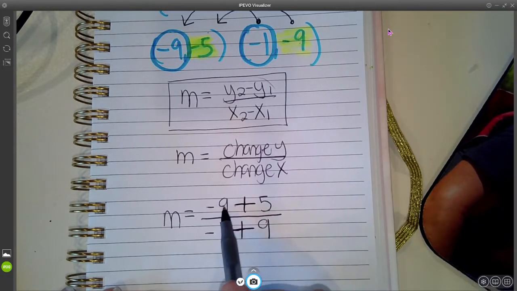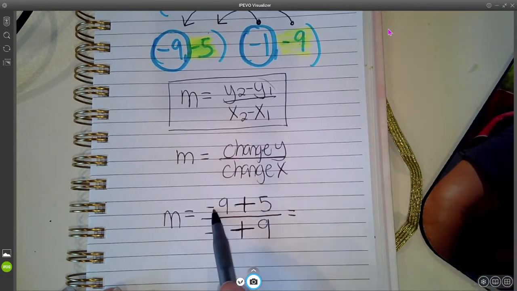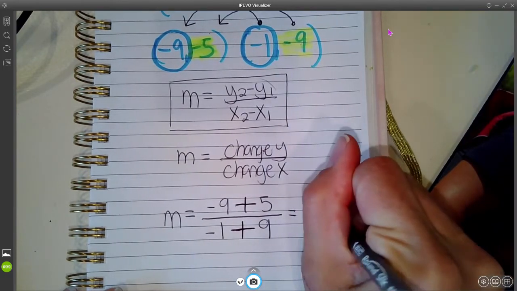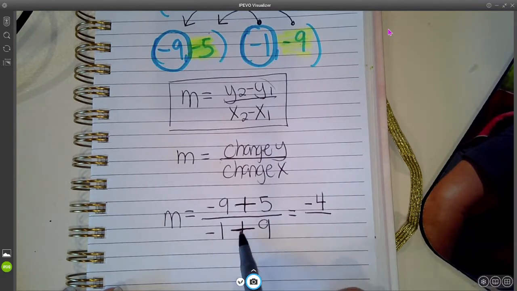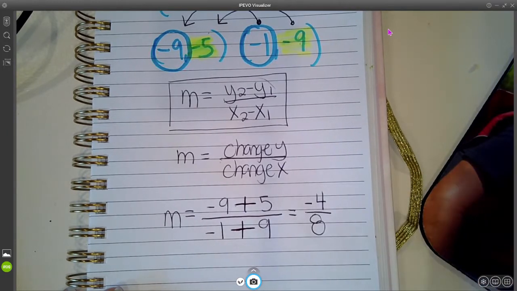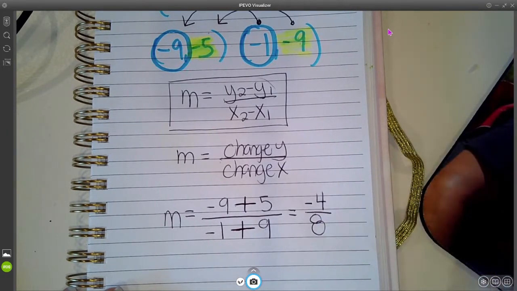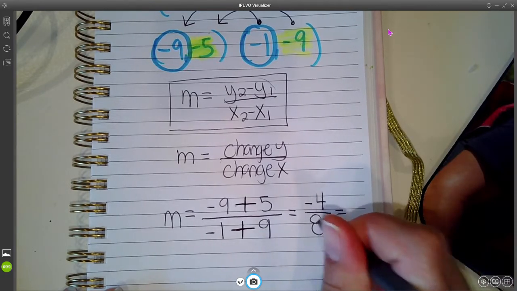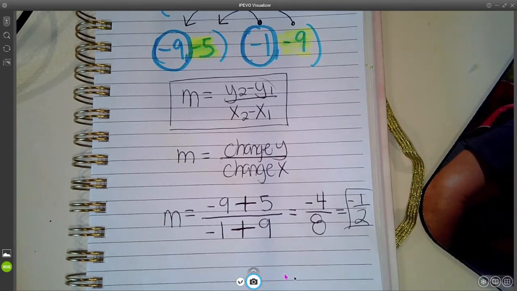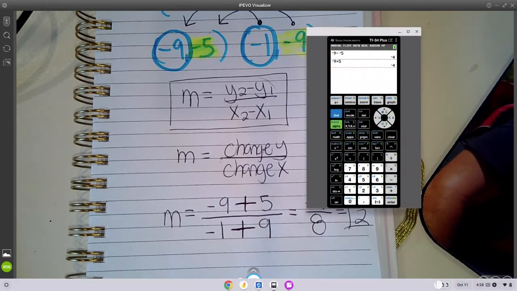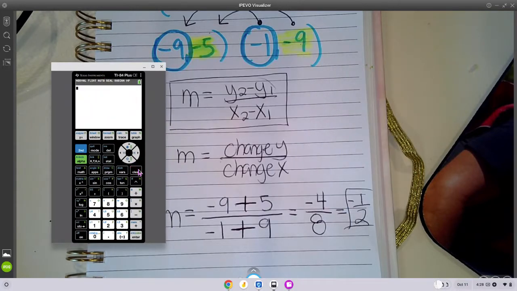All right, so -9 plus 5. The signs are different, so I'm going to subtract, keep the sign of the bigger number, so -4. -1 plus 9 is the same as 9 minus 1, so that's 8. Okay, and I can reduce that because I know 4 is half of 8. So if I divide top and bottom by 4, I get -1/2. Let me show you how you can always check and make sure.